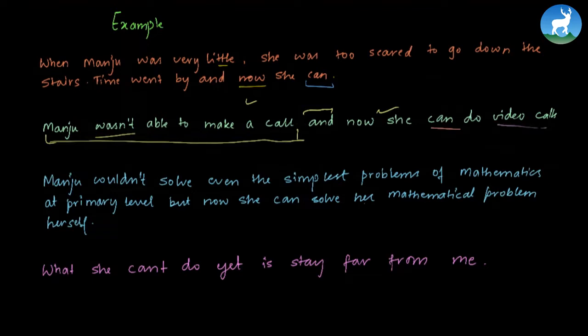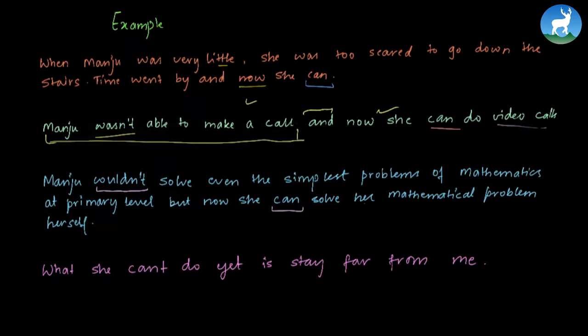That was in the past. That's at her primary level. So Manju couldn't solve even the simplest problems of mathematics at primary level. But now she can solve mathematical problems herself. So here in the first part of the third statement, couldn't is used because it's showing the inability in the past, and now Sharada uses can because she's showing the ability at the present, the general ability in the present. So Manju couldn't even solve the problems of simplest mathematics in the past, but now she can.